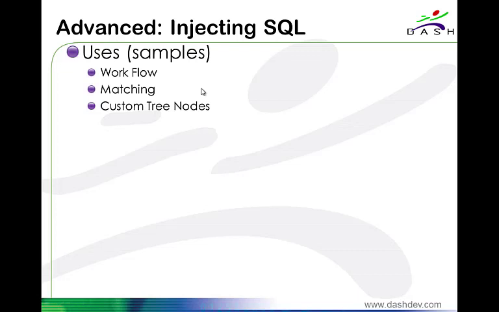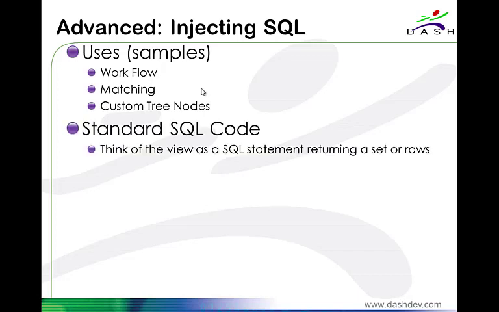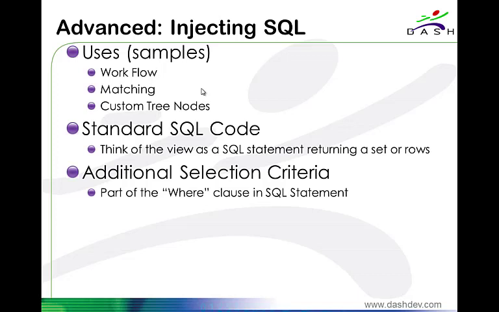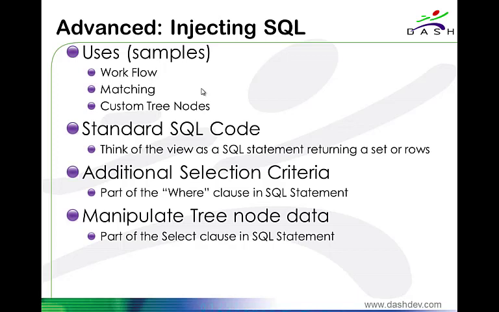The uses here are for creating things like workflow, for matching documents one with the next, for setting up custom tree nodes because you can inject SQL there as well. It uses standard Microsoft SQL code, TSQL. So if you think of a DDX view as a SQL statement that returns a series of rows, that's exactly what it's doing here. You can inject additional SQL code to add selection criteria, so it becomes part of the where clause in that statement, and you can manipulate tree node or folder level data as well by using SQL functions or functions of your own making to manipulate it to show what you want to show there.